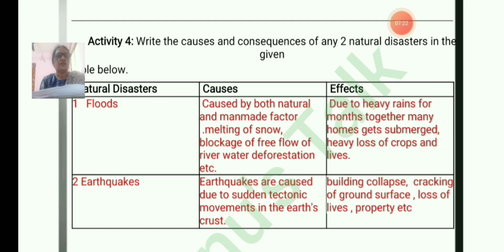So flood causes are both natural and man-made factors. Melting is one reason, and melting of snow is the second reason. Blockage of free flow of river water is the third reason, and deforestation, etc. So it might be for any reason. These are some of the causes for the flood.